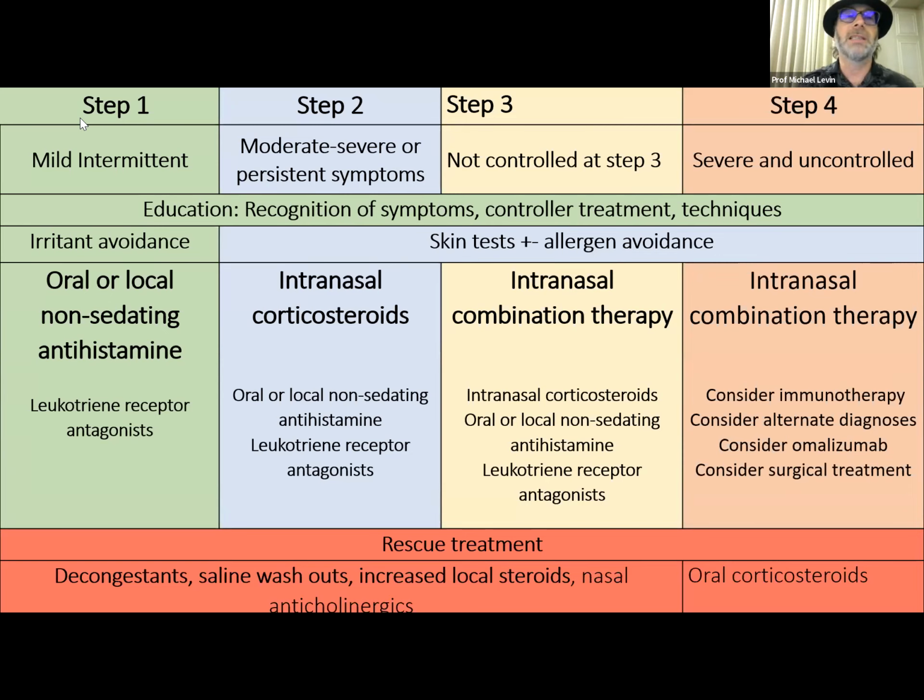For mild, intermittent, moderate to severe, or persistent symptoms, you are going to use rescue therapy with decongestants for about 7 days with either oxymetazoline, xylometazoline, or one of those other topical vasoconstrictors, but remembering not to use them for more than 7 to 10 days because of the risk of rhinitis medicamentosa. You could use normal saline in the form of sprays or of washouts. You're going to increase your local steroids using formulations that are just a bigger volume and or higher concentration. And you could occasionally add nasal anticholinergics.